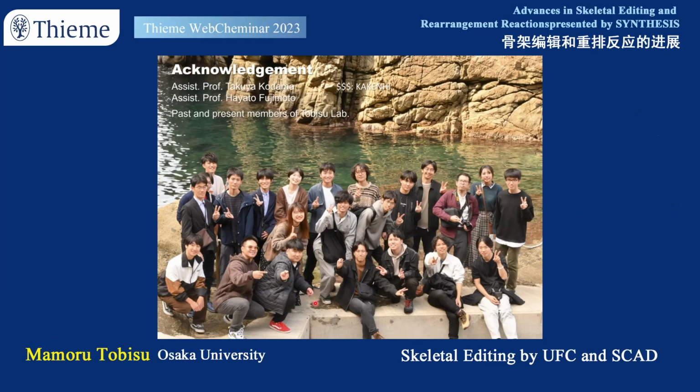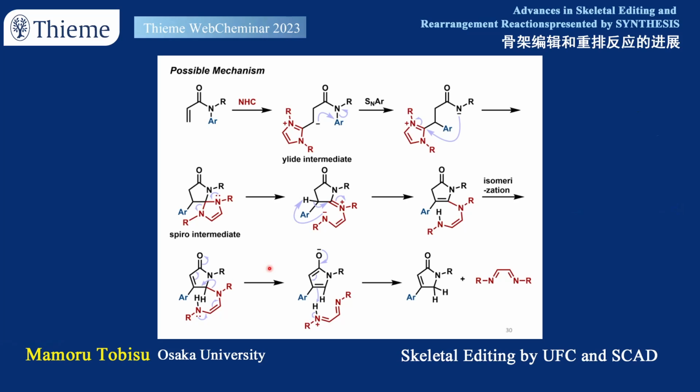Okay, so I think the higher temperature is required for the final step, the elimination of the 1,2-diimine moiety from the spiro intermediate. Because even at room temperature, we can observe the formation of the ylide intermediate. So probably the rate limiting step of the overall process is the later step in this sequence.